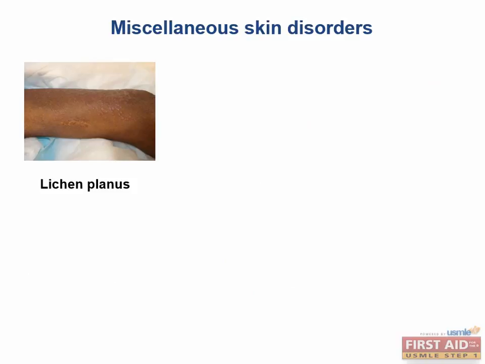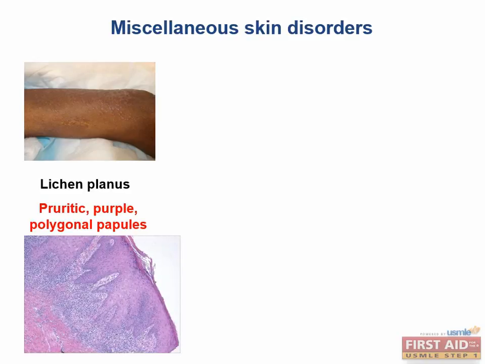The next lesion is lichen planus. The skin lesion is classically and always described as pruritic, purple, polygonal papules. Histopathologically, lichen planus appears with sawtooth infiltrations of lymphocytes at the dermal-epidermal junction. What virus is this lesion associated with?